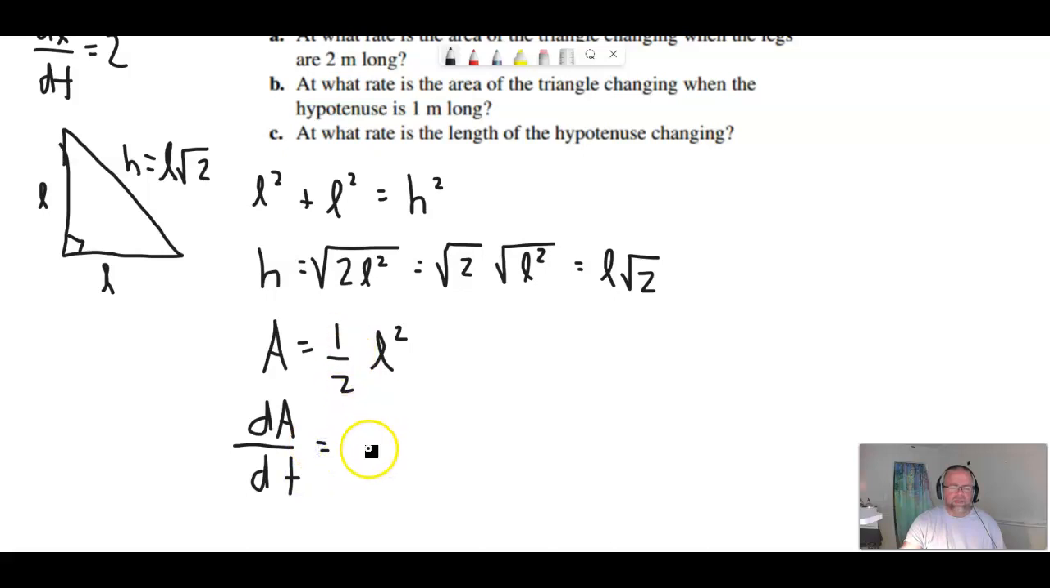And then this is going to be 1/2 times, and we're going to use the power rule for this. So bring the 2 out front, and then reduce the exponent by 1. And then this is going to be times the rate of change of the length of the leg with respect to time. So let's clean this up just a little bit here and see what we get.